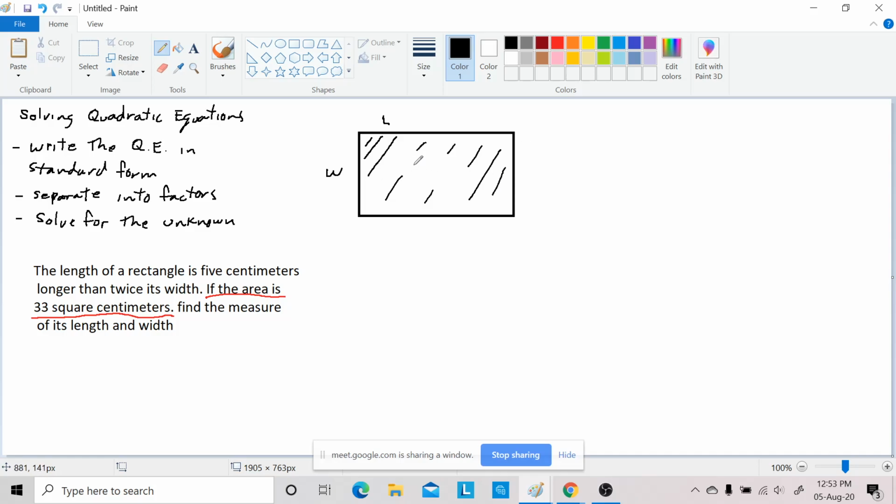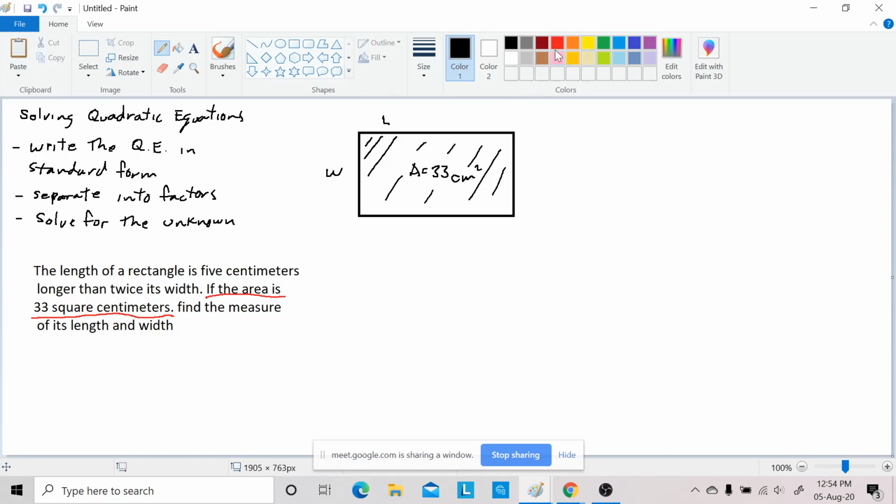So we can say that A, the area, is what? 33 centimeters squared. So our unit is centimeters squared. Okay, 33 centimeters squared. Now what else can we get out of the problem? The length. What about the length?